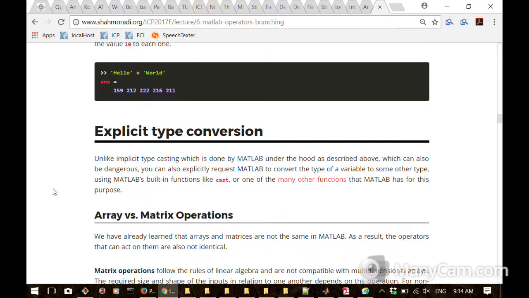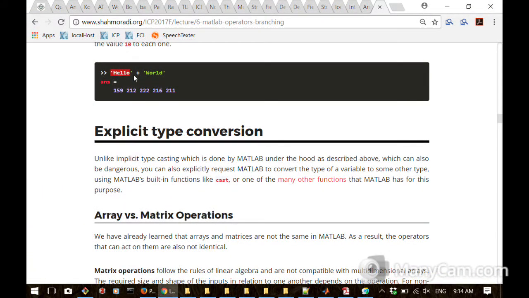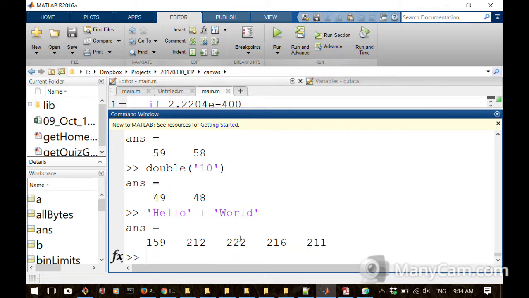Now, besides that, you can also convert the types. So, by the way, here's a better example. A nice one. You add hello plus world. Both of them are strings, but MATLAB automatically converts it to a double vector when you add them together. Right. In Python, if you do this, it will concatenate the strings for you. It will not add them in the form of numbers.